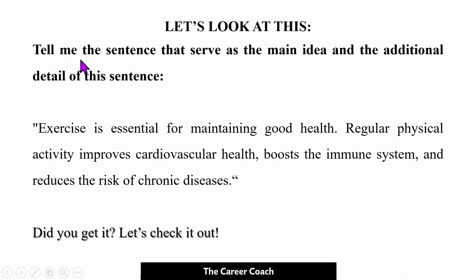Let's look at this. Tell me the sentence that serves as the main idea and the additional details in this sentence. Exercise is essential for maintaining good health. Regular physical activity improves cardiovascular health, boosts the immune system, and reduces the risk of chronic diseases. Tell me the topic sentence here. What is the main idea of this paragraph? What are the additional supporting sentences? Did you get it?